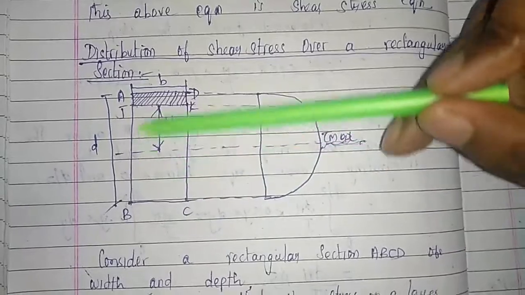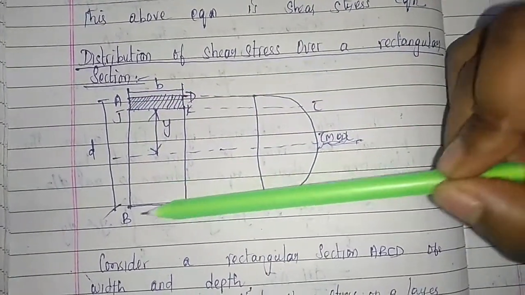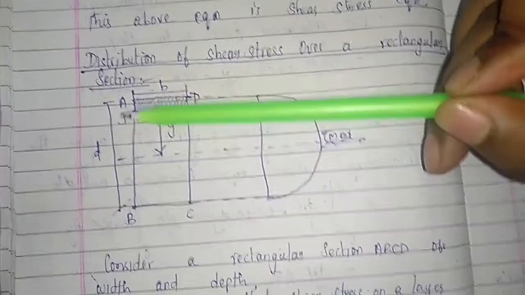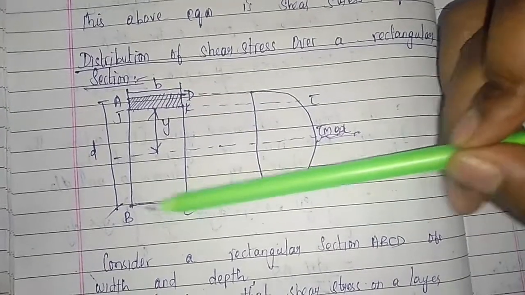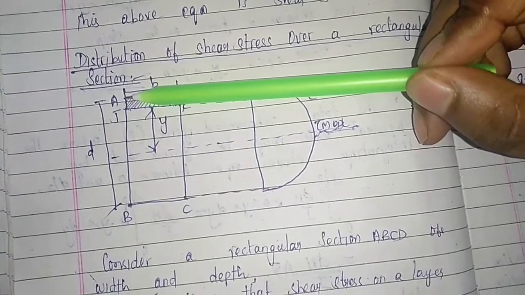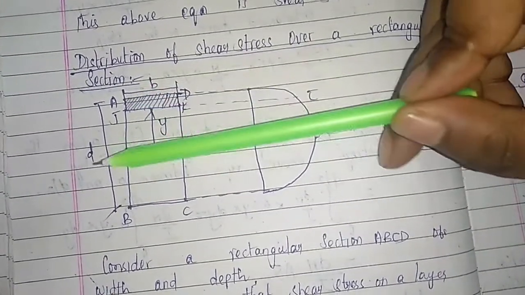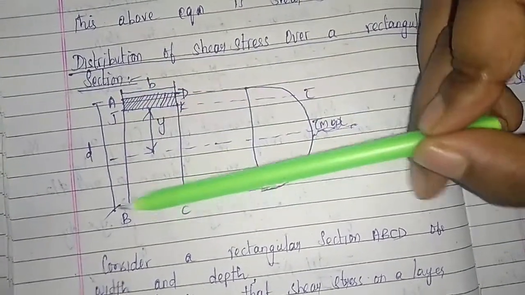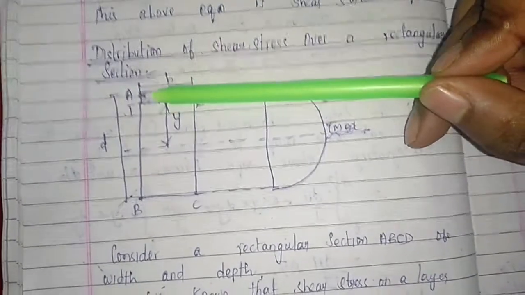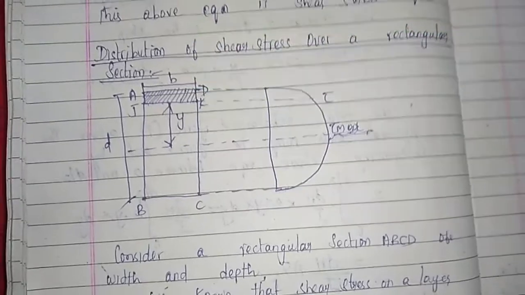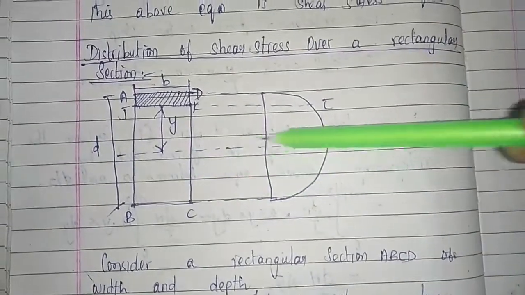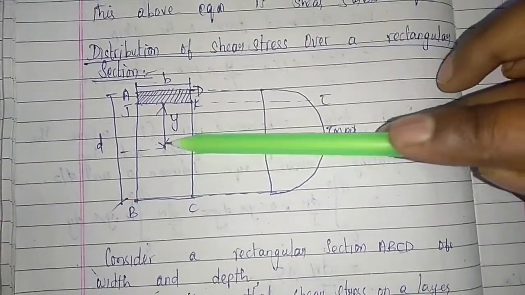First we are going to take a rectangular beam A, B, C and D. Okay, there is a rectangular beam A, B, C, D, and the total depth of the beam is D. From here to here it is D. Next, the total breadth of the beam is small b. And the neutral axis is passing through the center of the beam.